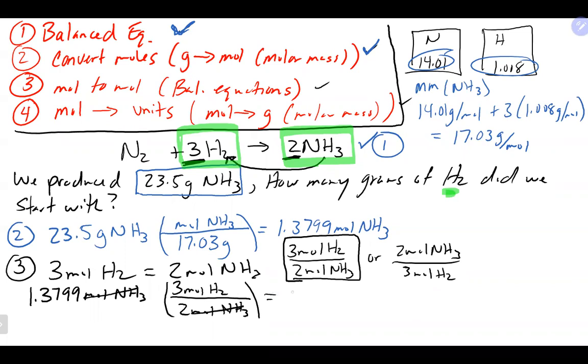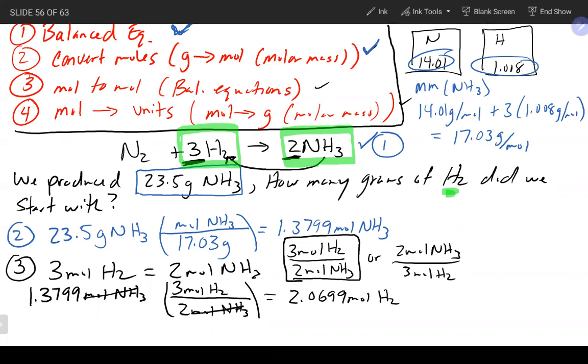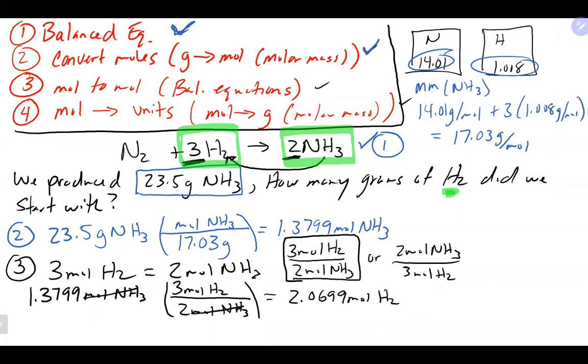And if we get a number at this point, 2.0699, we'll call it, moles of H2. That is step number 3 done here. Any questions on that step?